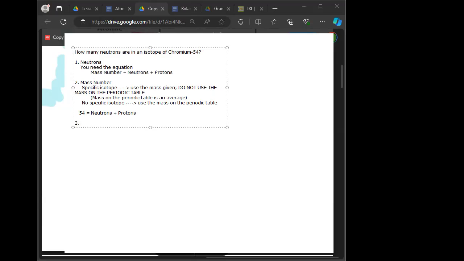Okay, now for 3, we need to figure out the number of protons. And the way that we do that is through the atomic number, and that's on the periodic table.